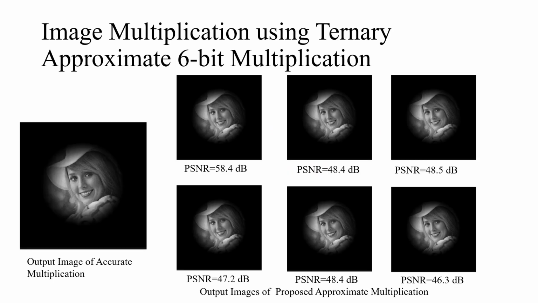And this is the application we have used in MATLAB to multiply 2 images. This image represents the output of the accurate multiplication, whereas these are the output images for the proposed approximate multiplication using our 2 different 1-bit multipliers and ternary approximate half adders. As we can see, with our human sensory perception, we can't find a difference between the accurate multiplication and the approximate multiplication. This is the advantage of our approximate multiplication.